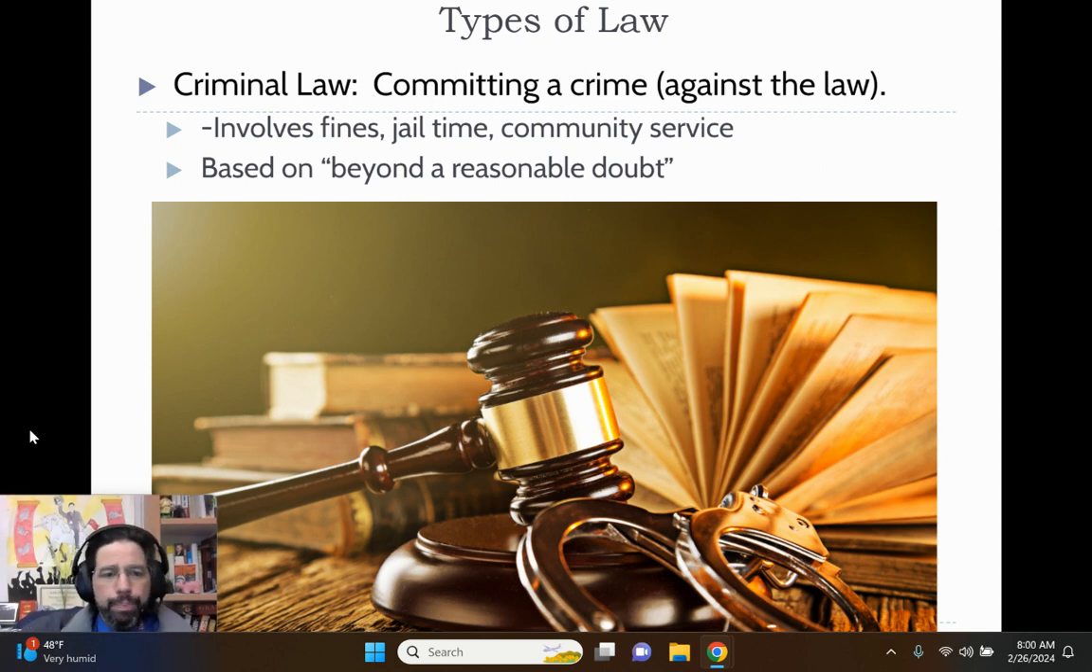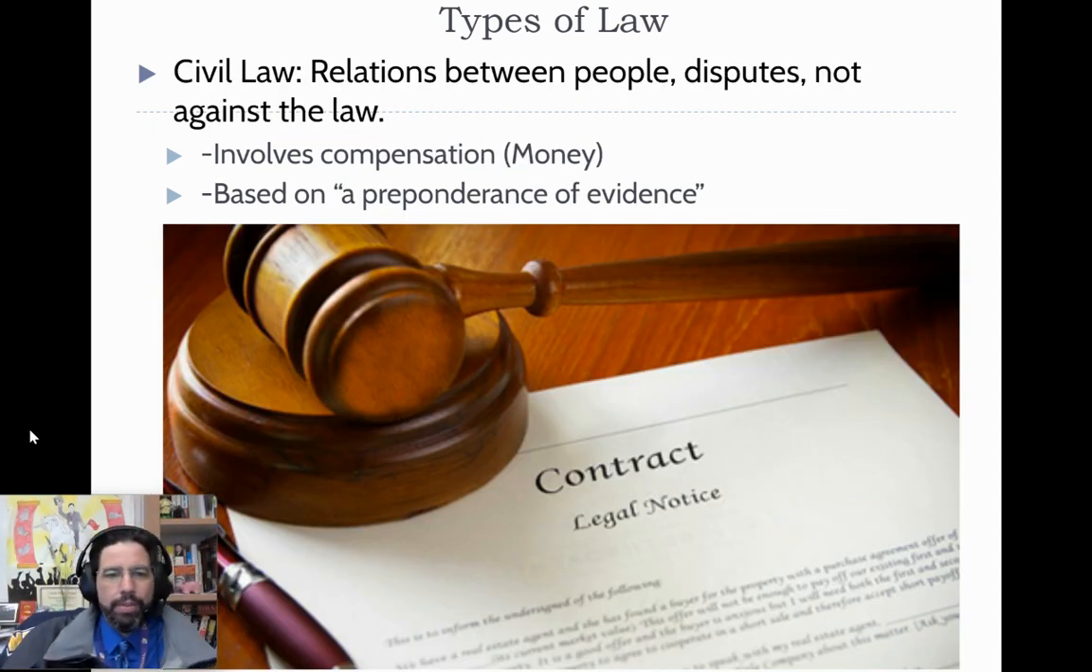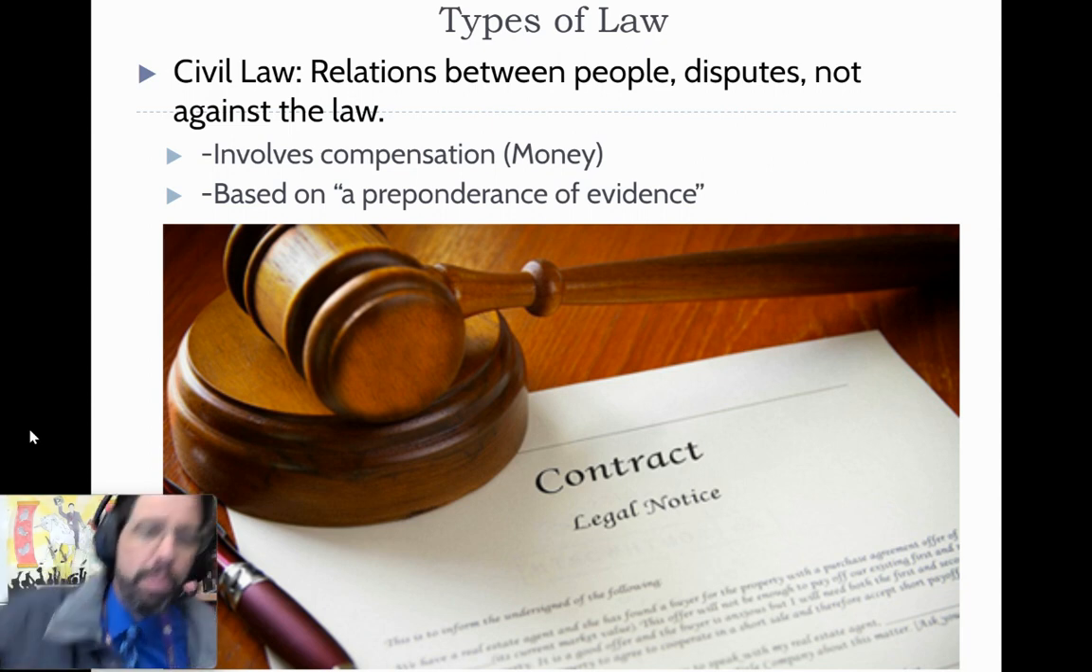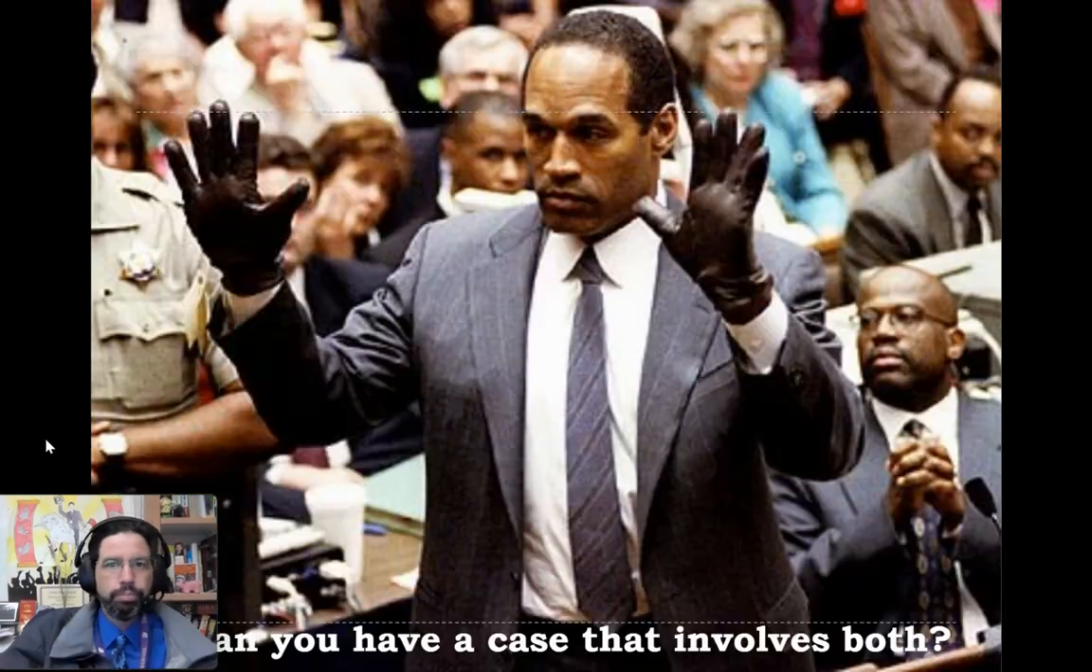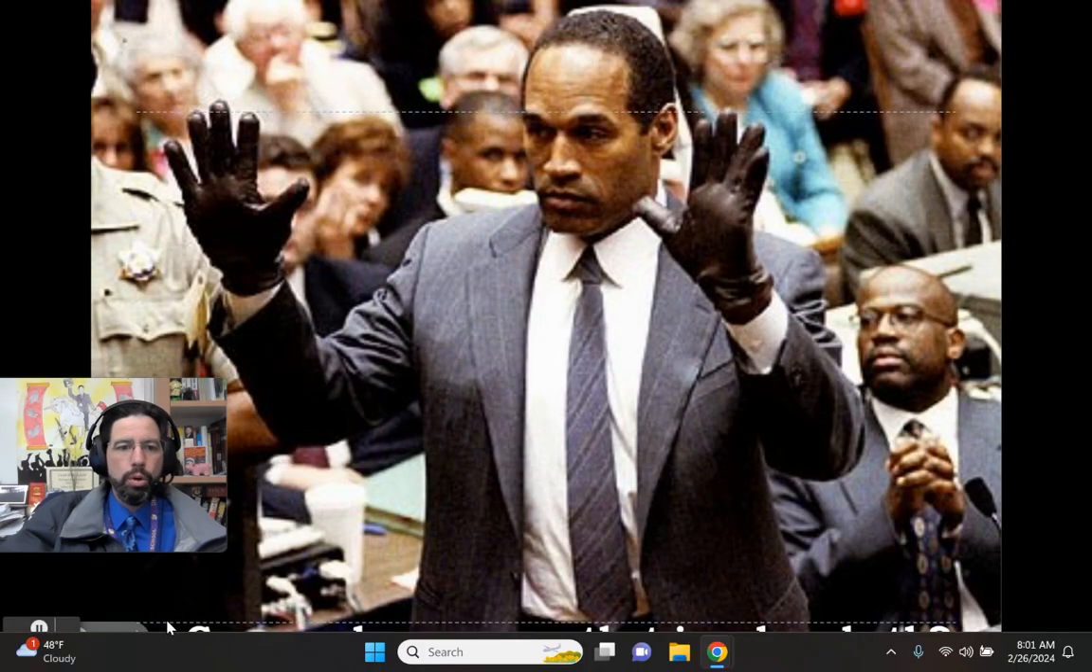All right. Now, the second type of law is civil law. We're going to talk about this less, but these are relations between people that are disputes, not necessarily against the law. In fact, you're probably really well versed in this because when somebody says that I am suing you, that is a type of civil law. This usually involves compensation through money, like I'm suing you for money. And in a case like this, it's not really an issue of being found guilty beyond a reasonable doubt. It's based on what's called a preponderance of evidence. So basically, you can in a civil case be a winner if a jury believes that you probably deserve that compensation, that money.